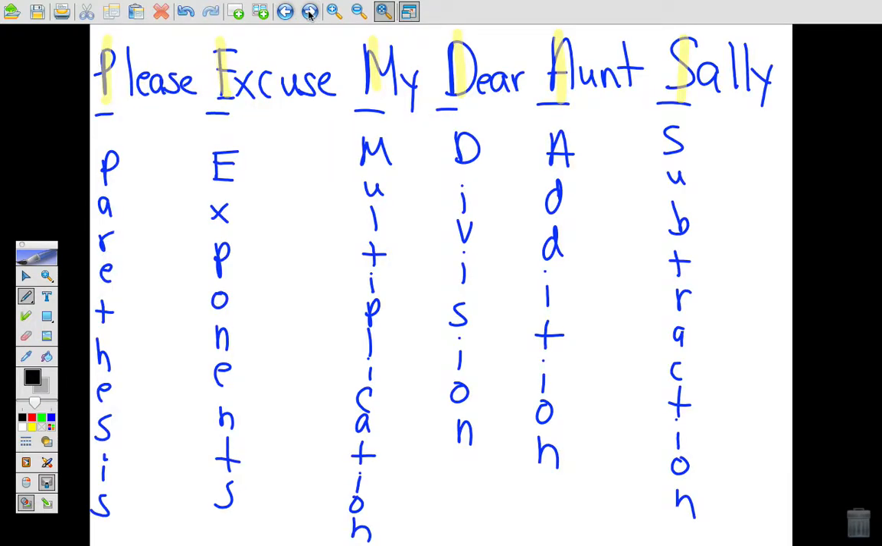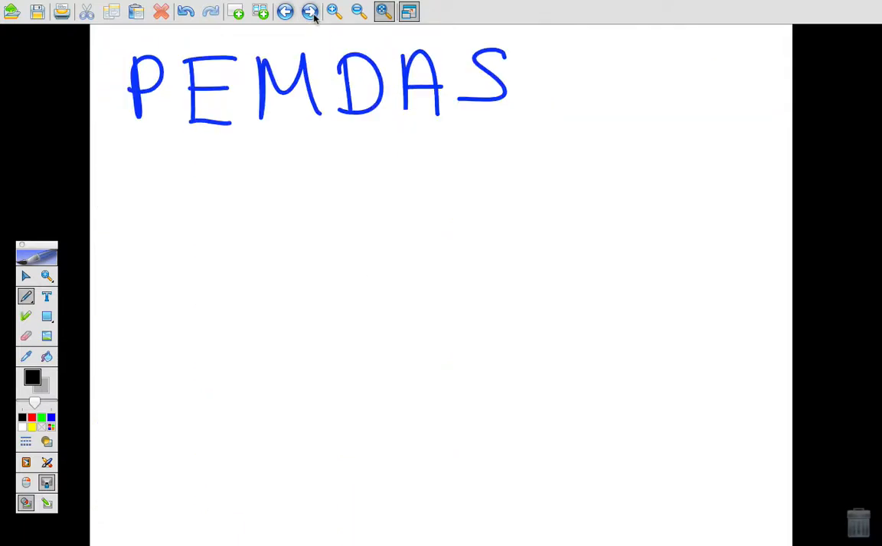Now let's take a look at a phrase that you've probably used before, and you've probably heard the phrase, "Please excuse my dear Aunt Sally," with the P standing for parentheses, the E standing for exponents, the M for multiplication, the D for division, A for addition, and the S for subtraction. We just abbreviate it as PEMDAS, and this phrase tells us the order of operations.